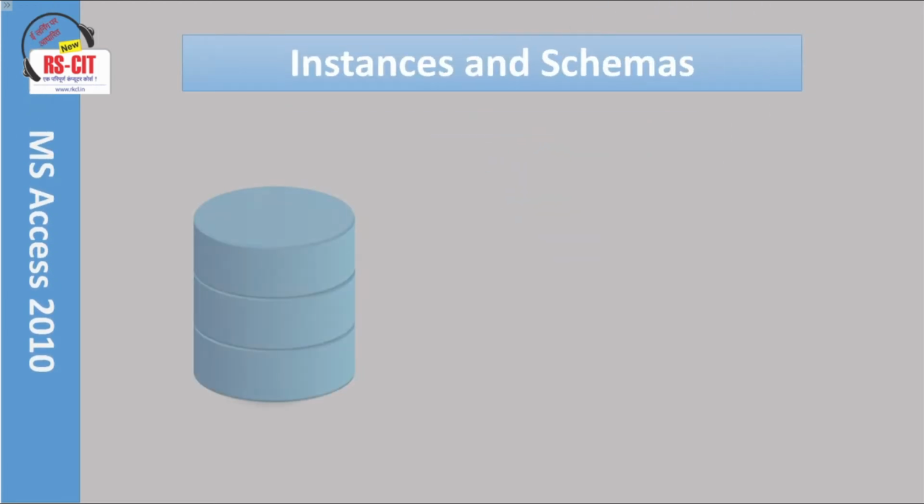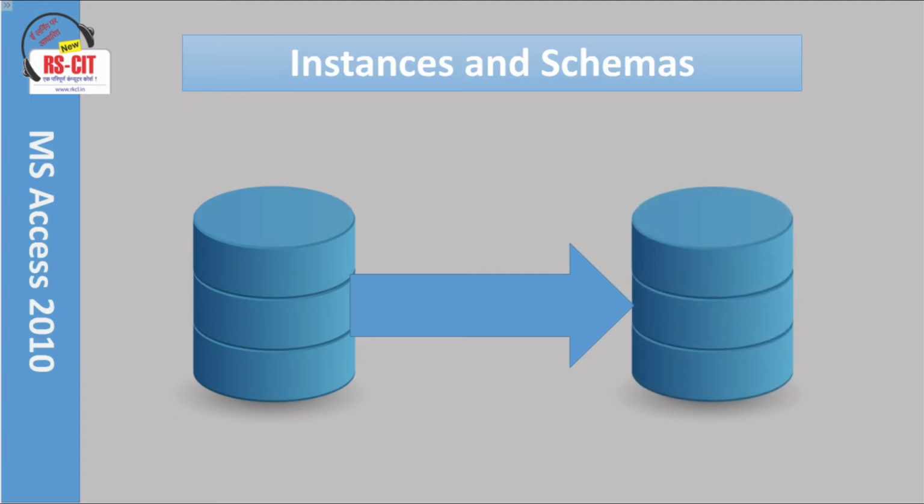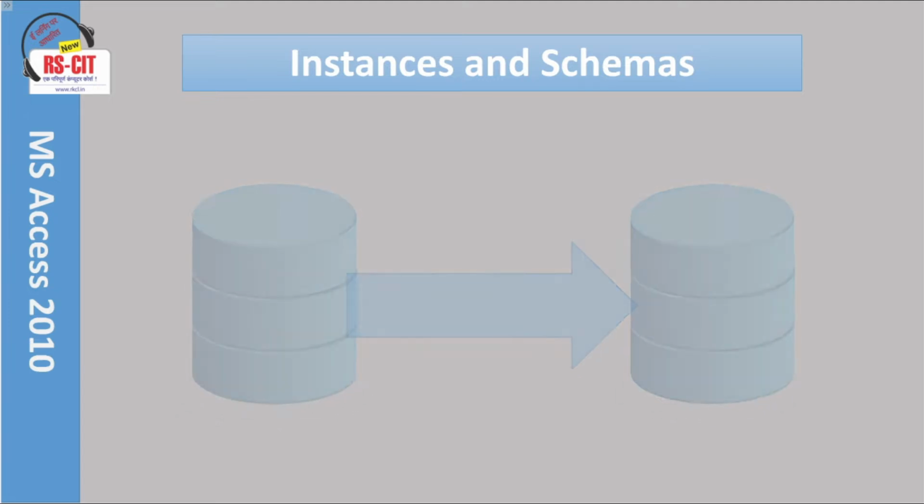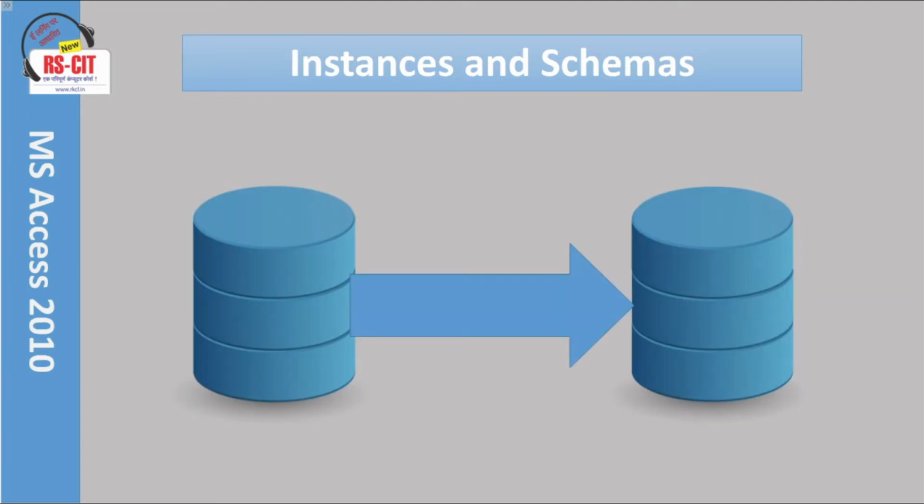Instances and schemas. Databases change over time as information is inserted, updated and deleted. The collection of information stored in the database at a certain moment is called an instance of a database. The overall design of the database is called the database schema.